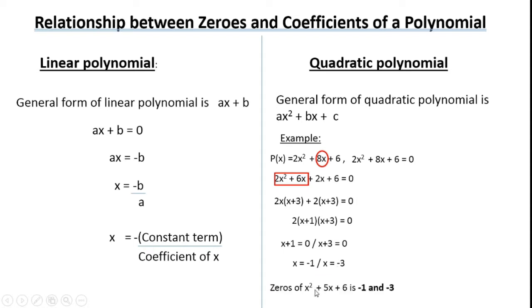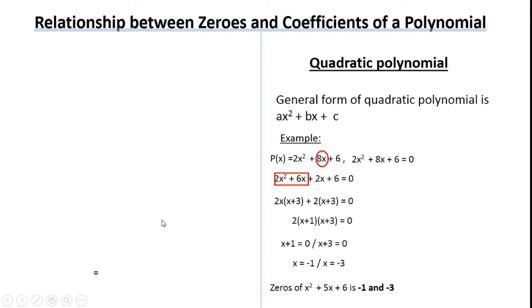The zeros of 2x square plus 8x plus 6 are minus 1 and minus 3. We got the zeros. Now we have to check whether there is any relation between the zeros and coefficients of a quadratic polynomial. How will we check that? We can find the sum of these zeros. See this, minus 1 and minus 3 are the zeros. So, sum of the zeros is minus 1 plus minus 3. So, it is minus 4.